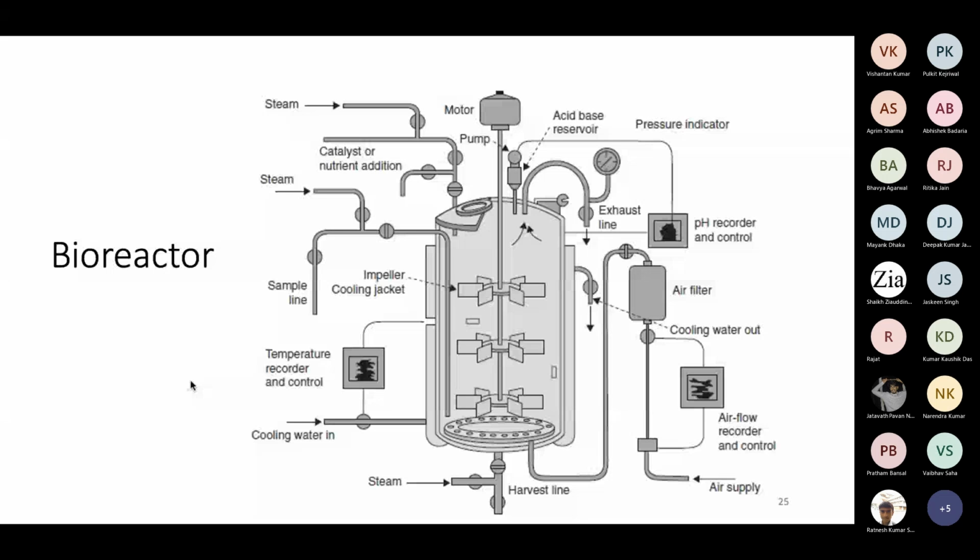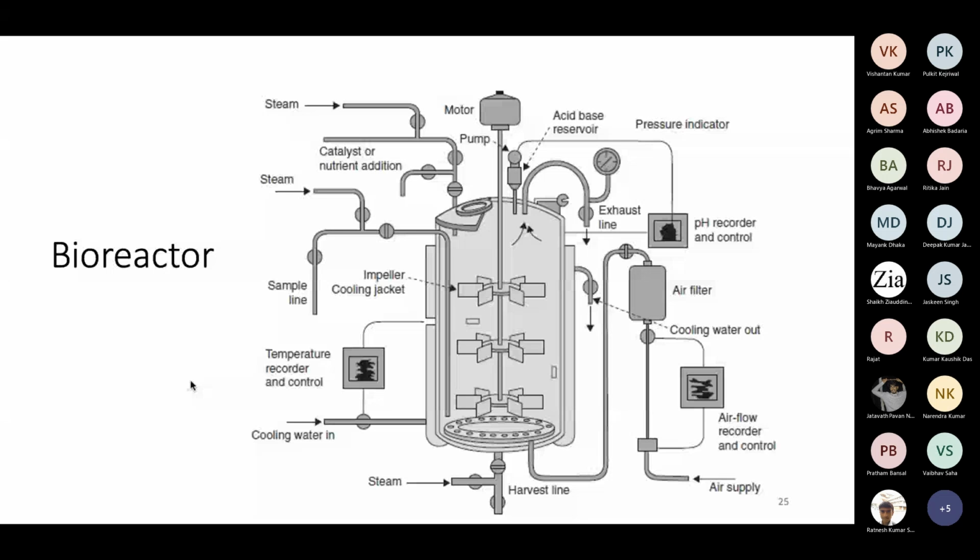Then you add your inoculum, but immediately after doing this sterilization, you don't add the inoculum. You just wait for the temperature to come down to a suitable value, because the biomass is temperature sensitive and you are doing the sterilization operation above the boiling point of water. So you wait to reduce the temperature to a certain level where the inoculum will not get destroyed, and then you add the inoculum and start operating the reactor system.